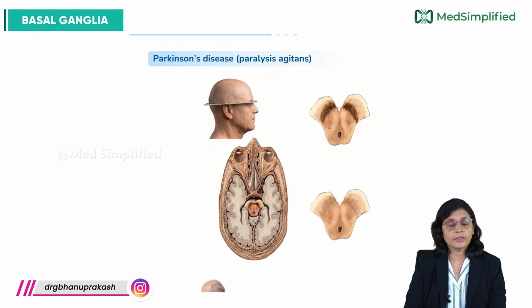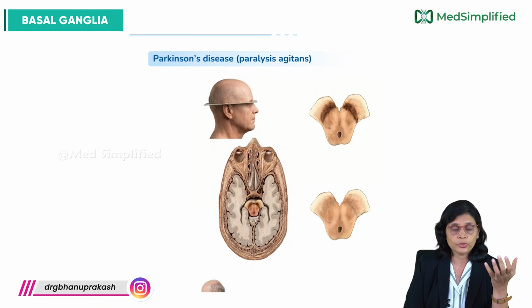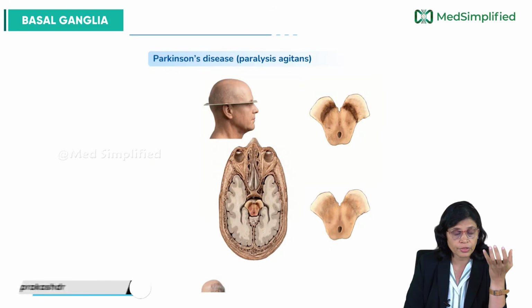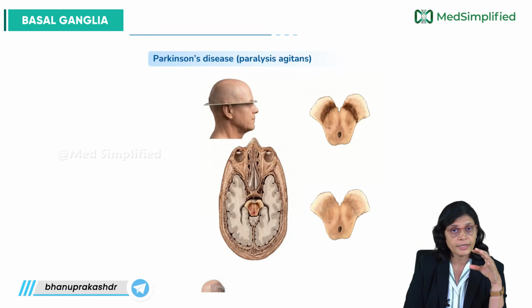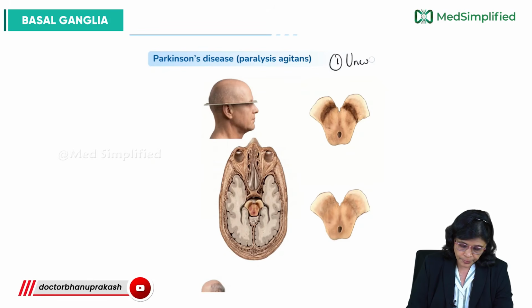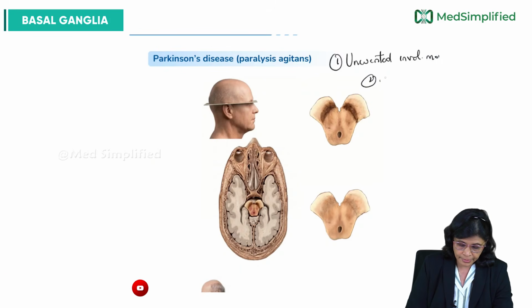Because it controls the muscle tone, it decreases unwanted movements, it brings about smoothness of the movements, it coordinates the movements, like any associated movements, any lesions of the basal ganglia will result in unwanted involuntary movements. So there will be two things mainly. One is unwanted involuntary movements, and second, there will be disturbance in the muscle tone.